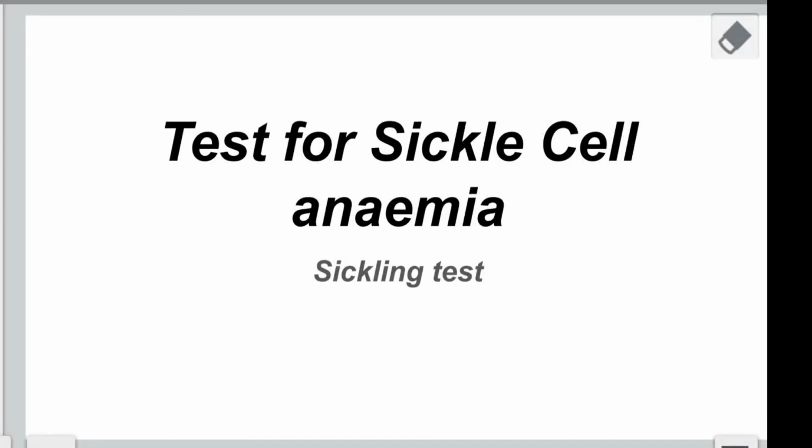So today we are going to discuss a very important topic, the test for sickle cell anemia. It is also called the sickling test, and it may be important for your competitive exams and your university entrance exams also, because it's a special test which is used to detect sickle cell anemia. It is also used to detect the sickling of red blood cells.